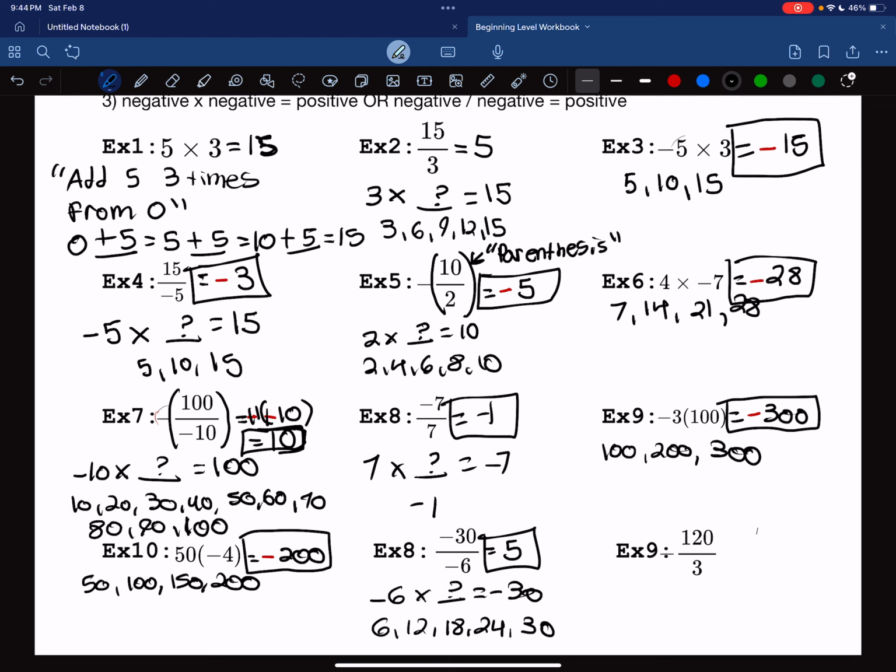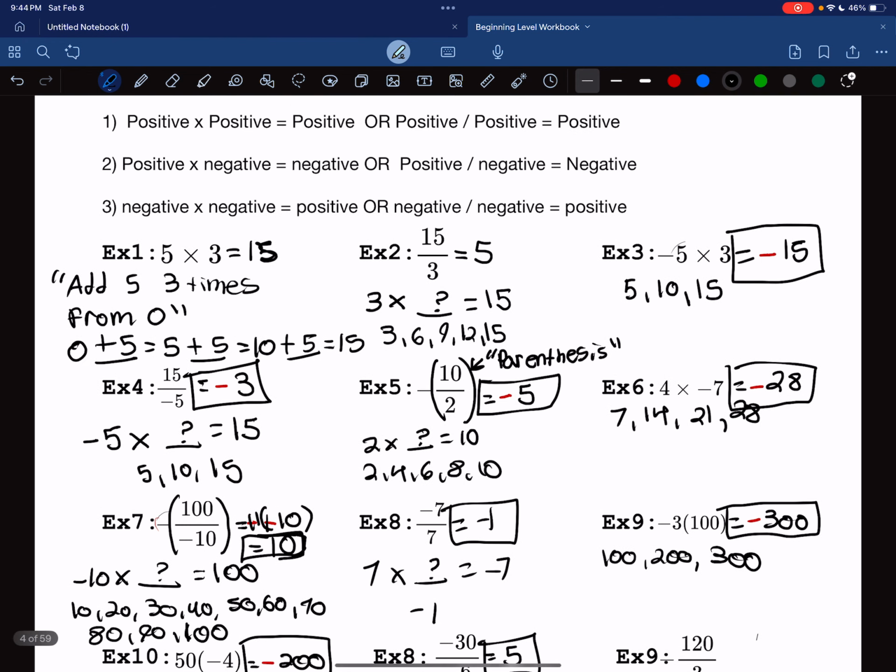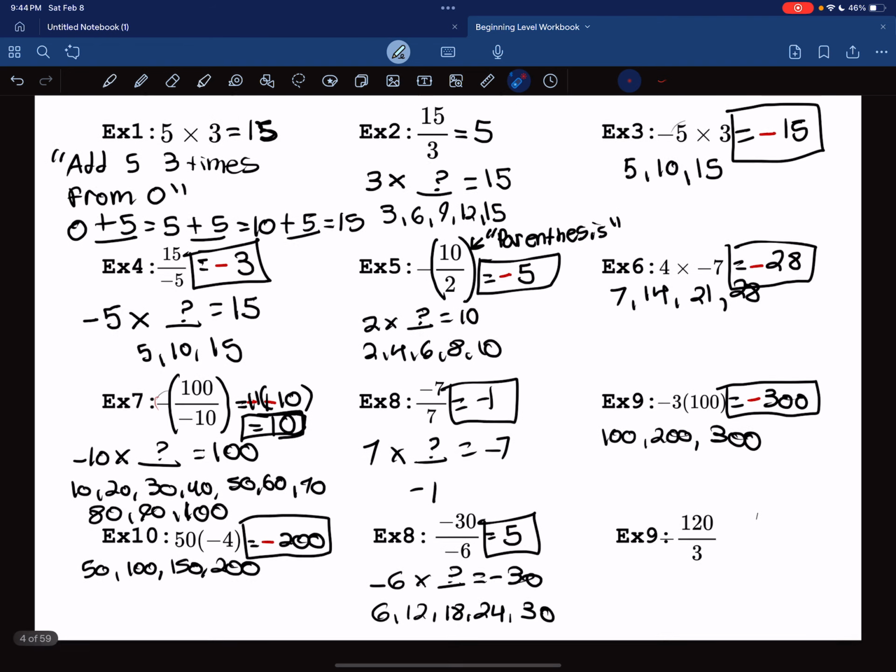And you might be asking, why not negative 5? Well, if you take a look at the problem, we have a negative 30 and a negative 6. So we have two negative numbers being divided. If you take a look at our third rule here, whenever we have two negatives being divided, you get a positive number as your answer.